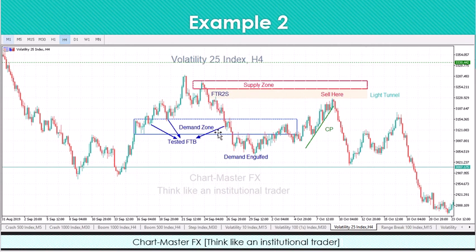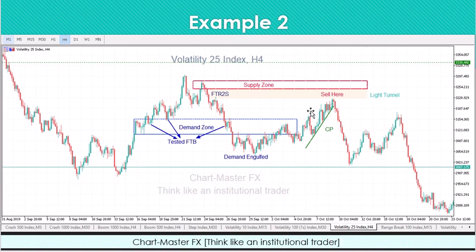Once the demand is engulfed, as the price approaches the light tunnel, that's where you can place your trade and put your stop loss just above the supply zone. Take note that to increase the probability of success of these trades, if you have a PA, a price approaching towards the light tunnel, it makes that trade more probabilistic in nature. You increase your chances of being successful.